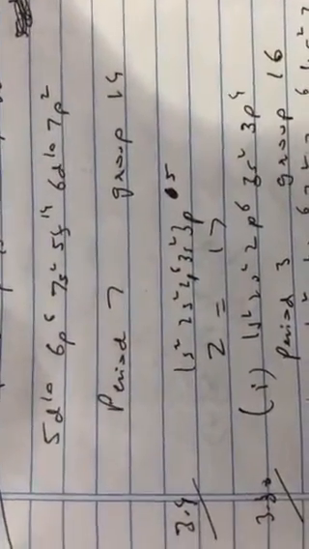Now let's have a look at question 3.4. The question is what will be the atomic number of this element. So here it is 1s2, 2s2, 2p6, 3s2, 3p5, right? So the atomic number, if you just add up 2 plus 2, 4 plus 6, 10, 12 and 5, so atomic number of this element will be 17. So this will be the answer of 3.4.